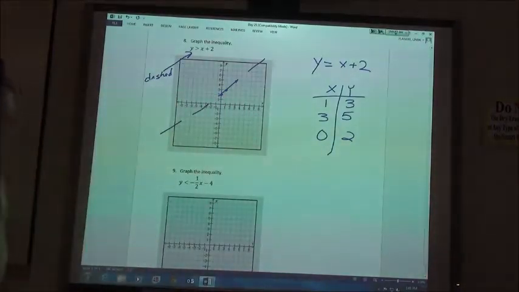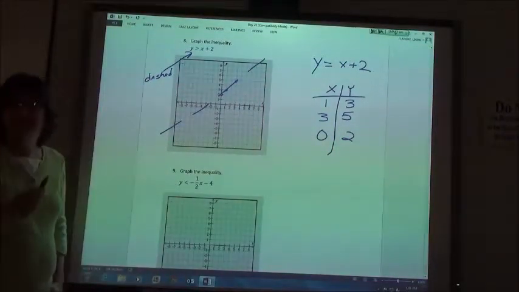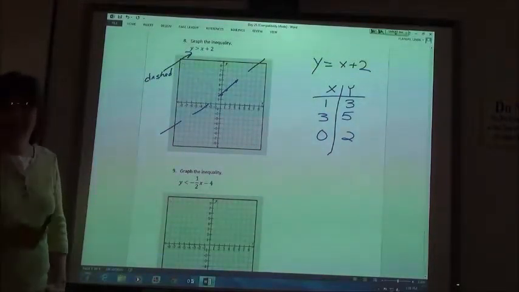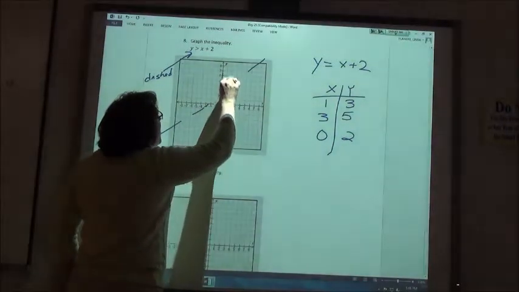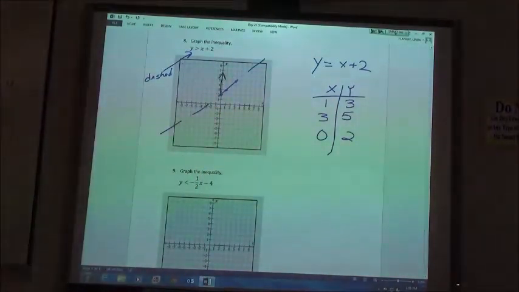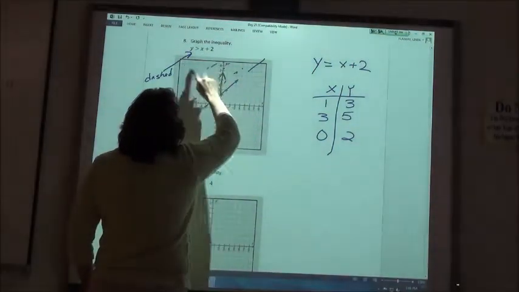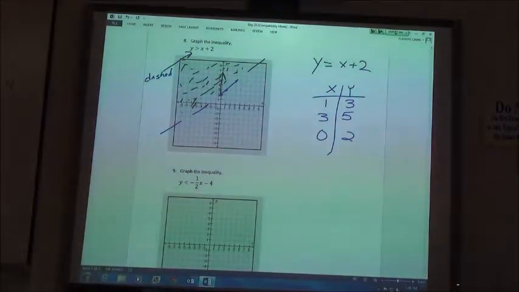So now I want to shade y is greater than my line. If y is greater than, what direction am I going to go? To the right? Or up or down? I'm going up, right? Y-axis goes up and down. So I'm going up from my y-intercept, which to me looks like it's actually on the left side of my line. So you don't want to think right or left when you're looking at y. Y is always up or down. X is right or left.